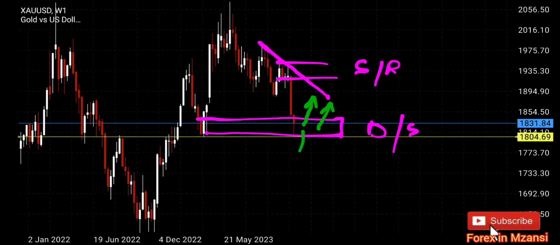Of course, they can break the support, but it's not gonna be easy. That one I can tell you is not gonna be easy, because of what? This is the only hope, the last hope for the bulls. If they fail to defend this one, it's over for them.